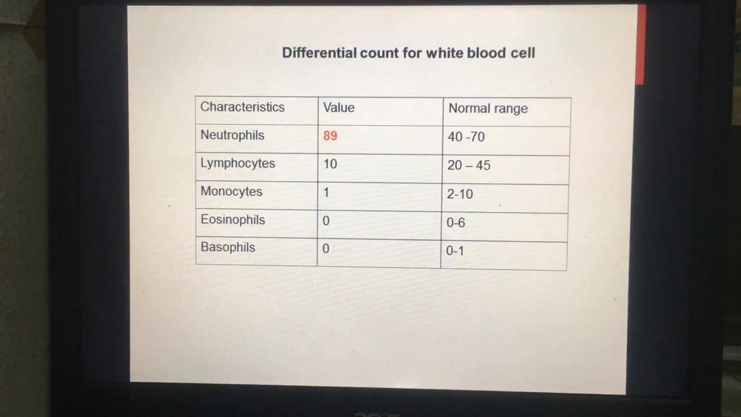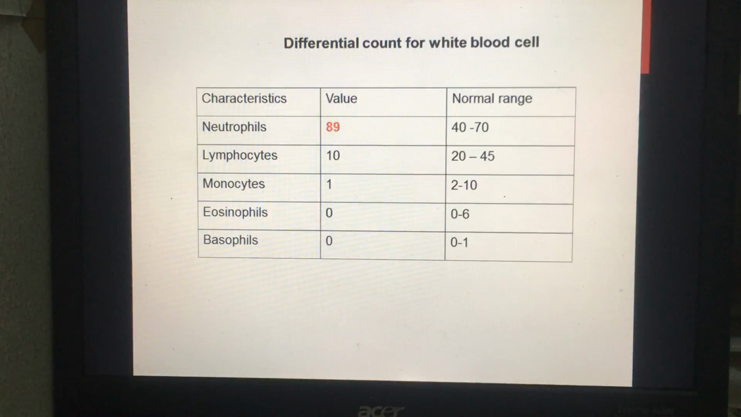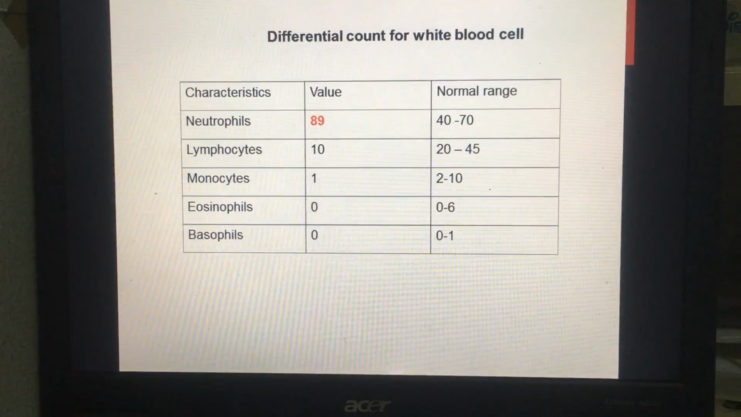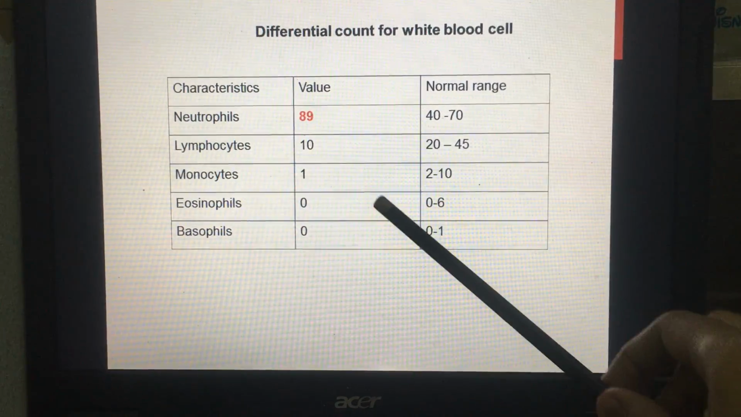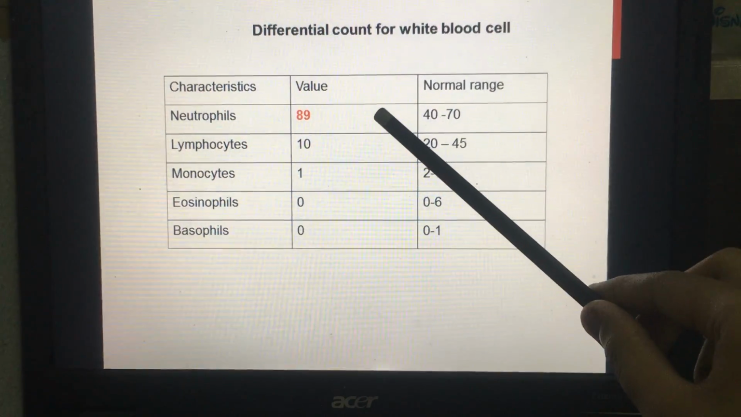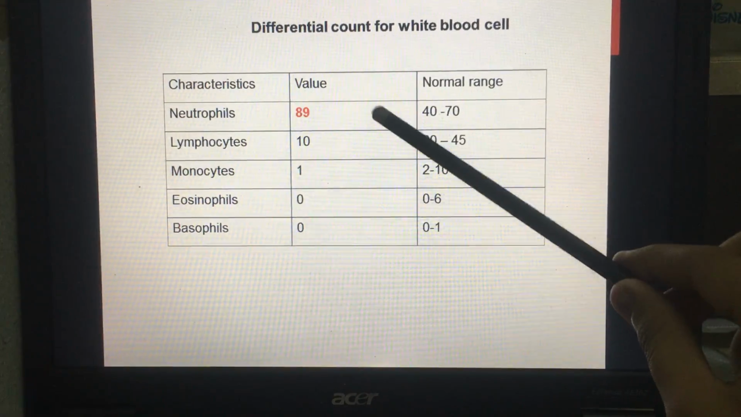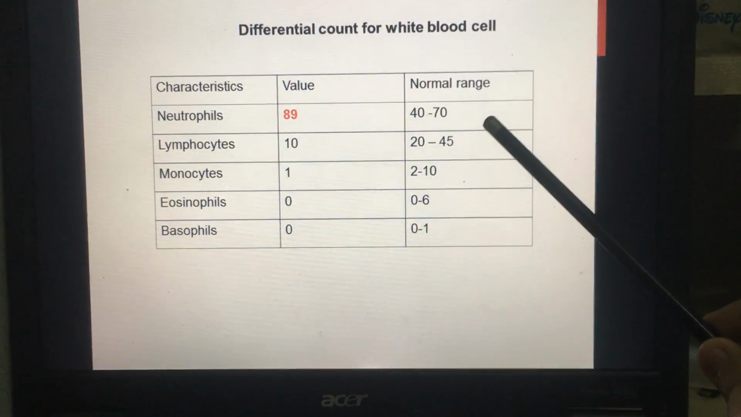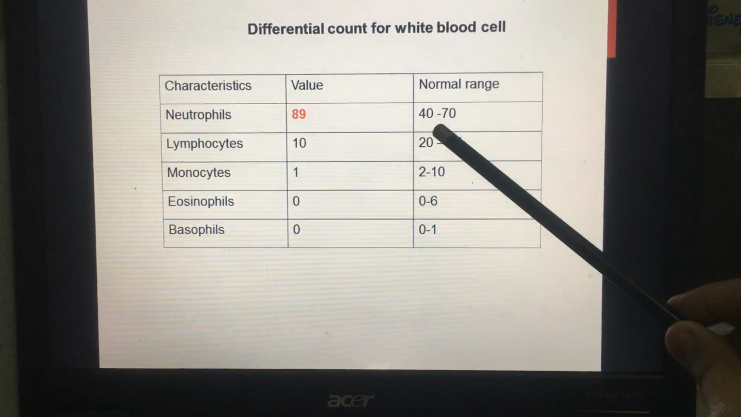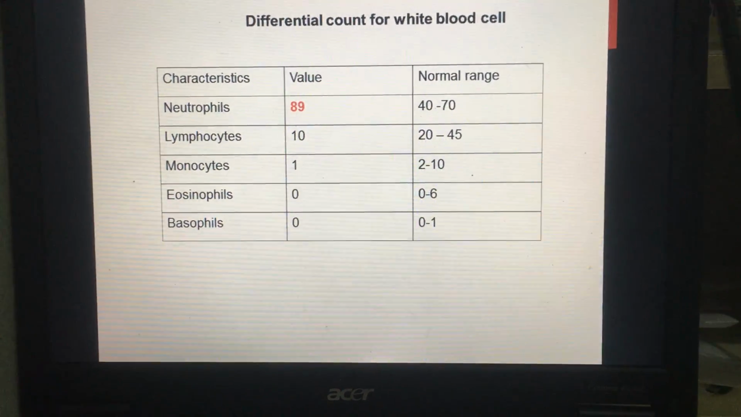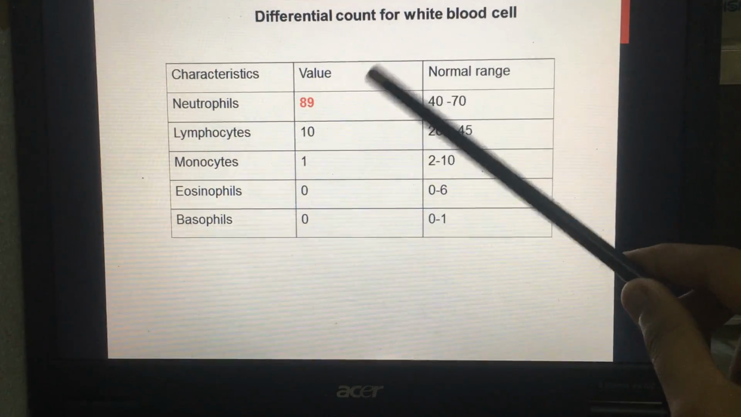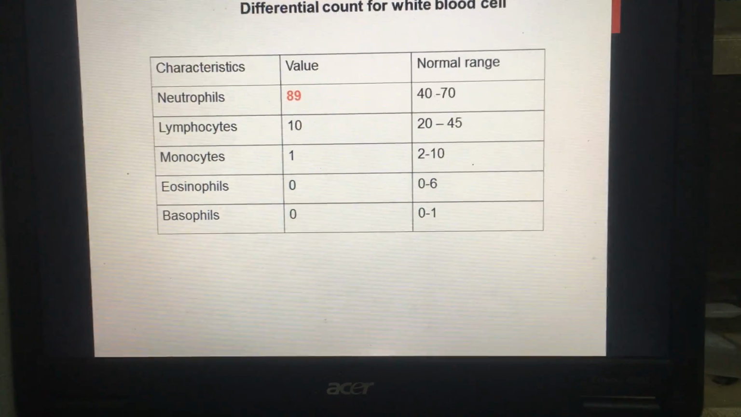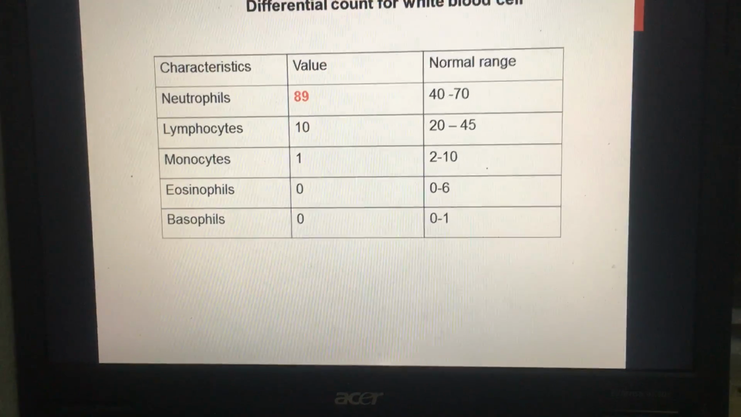Okay, next, we also did the differential count for white blood cells for this patient. The value is the neutrophil. The neutrophil shows that it's more than the normal range, which is 40 until 70 only, but in this patient it is more than 89.